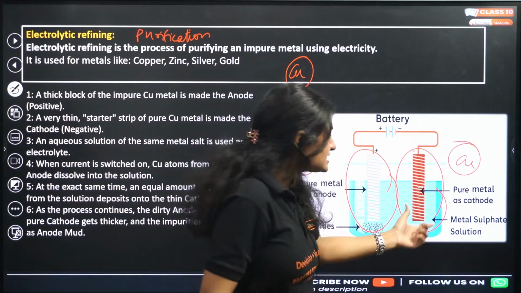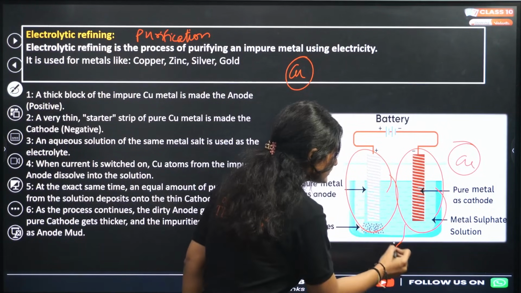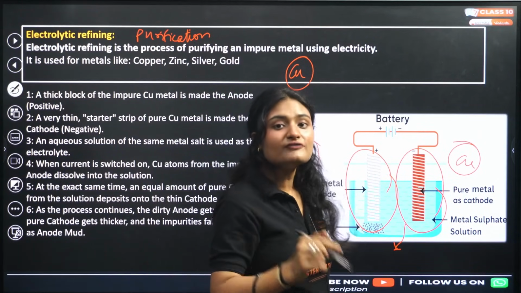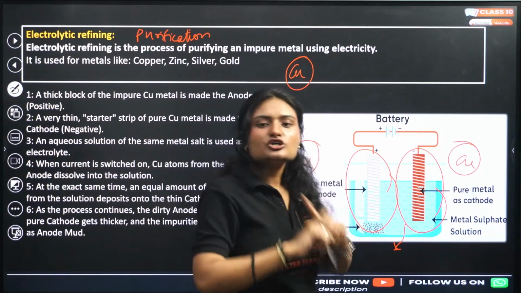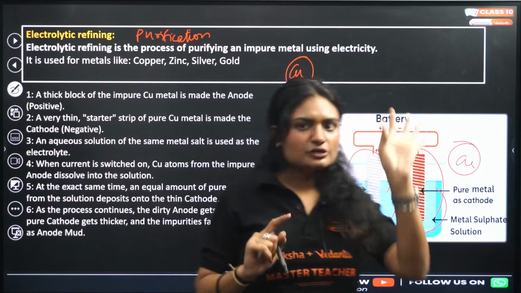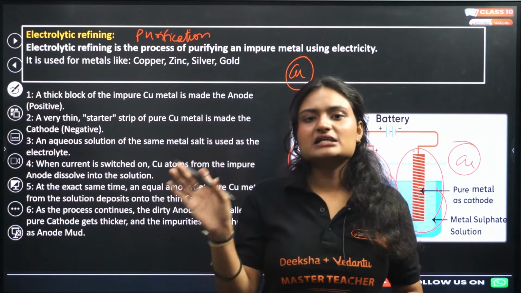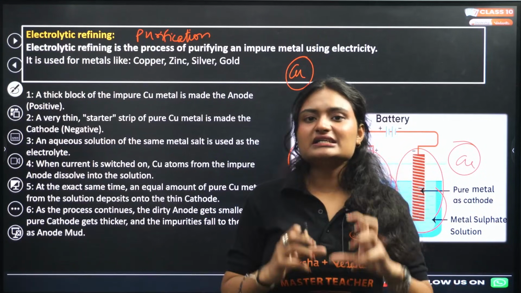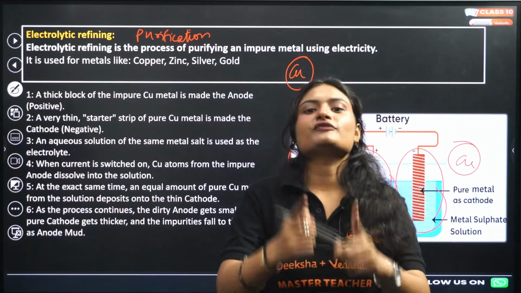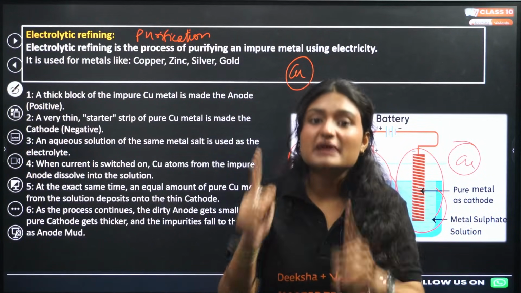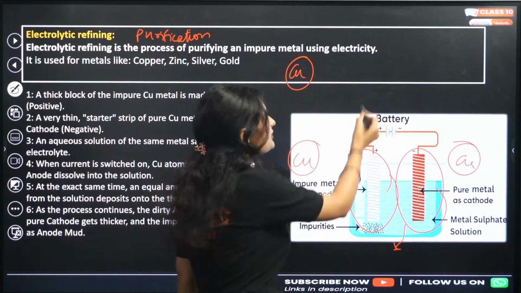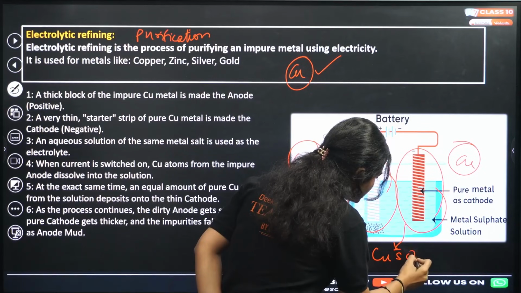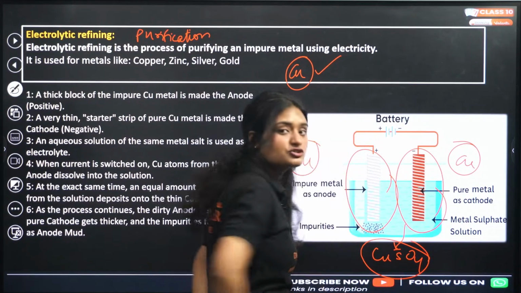Again, the solution is the electrolyte. What is the electrolyte? It is a soluble salt solution, an aqueous salt solution of that metal. It is not a different one, okay? So whatever metal you are trying to refine, you make the impure metal the anode, the pure metal the cathode, and the electrolyte is an aqueous solution of that metal. So here, if we are trying to refine copper, this solution will be aqueous copper sulfate.